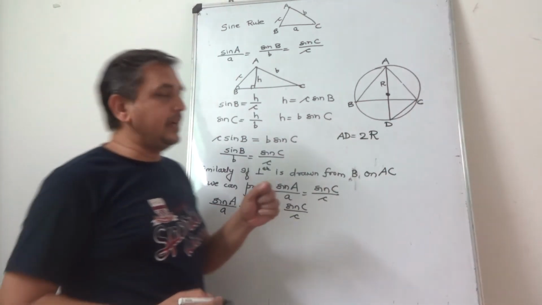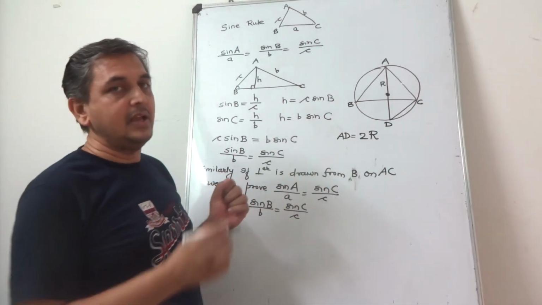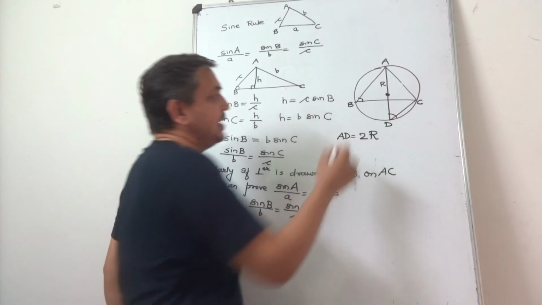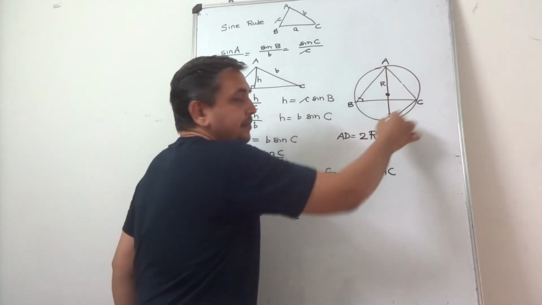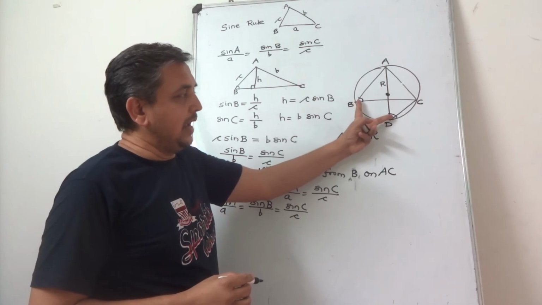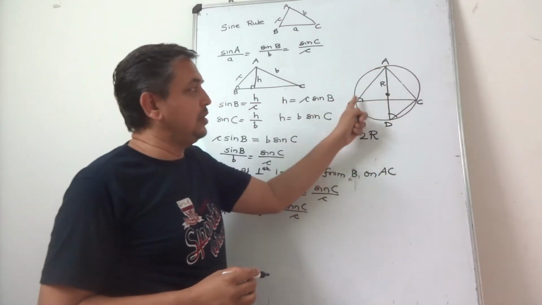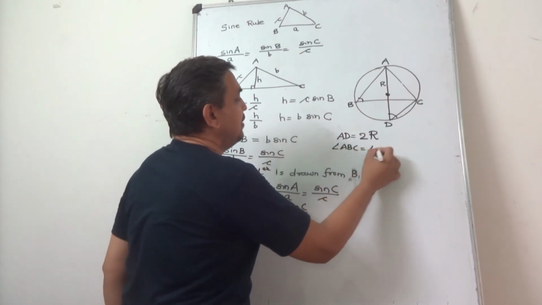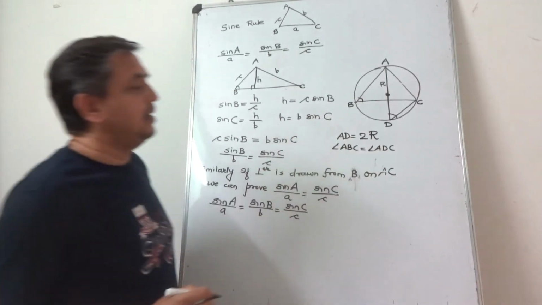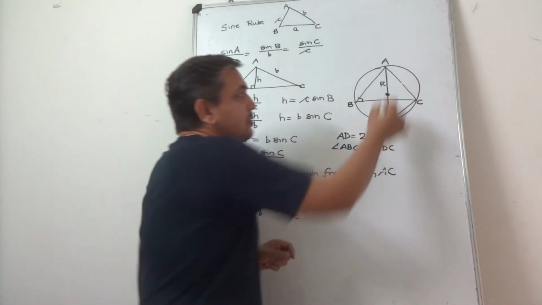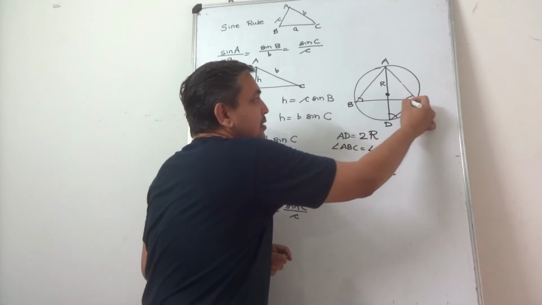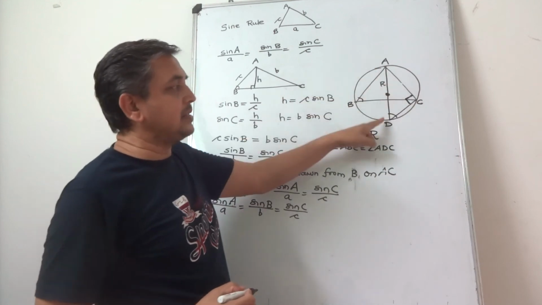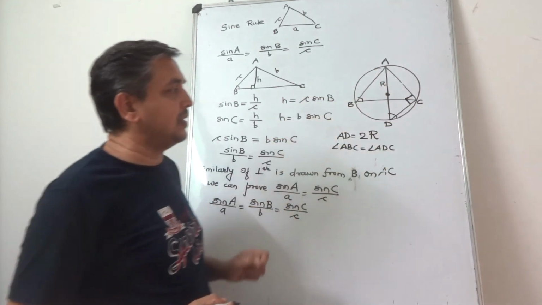Now students, in 10th standard circles we have seen a result: angles in the same arc are equal. This angle and this angle are inscribed angles, angles inscribed in the same arc. So these two angles are equal. I am writing here angle ABC is equal to angle ADC. Students, in 10th standard we have also seen, if this is a diameter, then this should be a right angle. Angle in a semicircle is a right angle. A diameter subtends a right angle at any point on the circle.